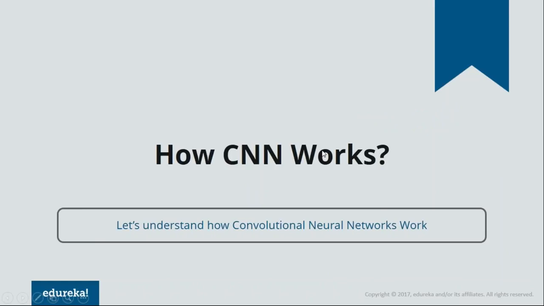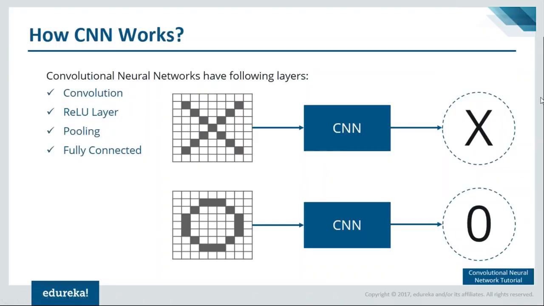So now let us understand how exactly a convolutional neural network works. Generally a convolutional neural network has 4 layers: the convolution layer, ReLU layer, pooling layer, and fully connected layer. We'll understand each of these layers one by one. We'll take an example of a classifier that can classify an image of an X as well as an O. With this example, we'll be understanding all these 4 layers.